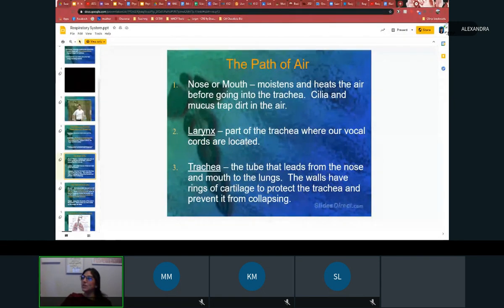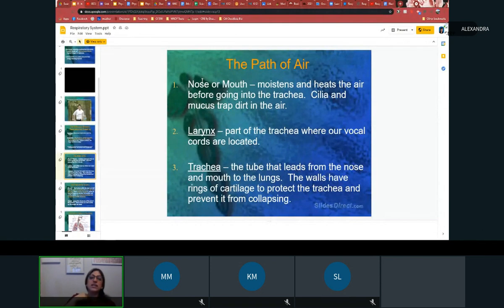Yeah. Nose and mouth. So the path of air. When we talked about it a little bit in those two videos, when we take a deep breath, right? Our nose or our mouth moistens and heats the air before going into the trachea. Cilia and mucus trap dirt in the air. So that's why if we get a cold, oftentimes we get a lot of extra mucus, because there's a lot of extra germs in our bodies that it's getting rid of. So the nose and mouth is our first point of contact, and it's also our first layer of protection.